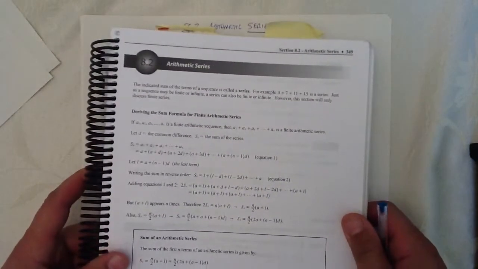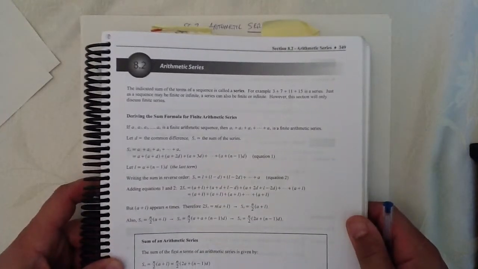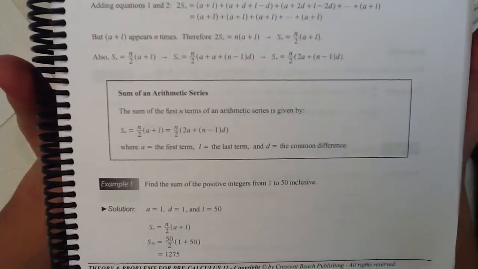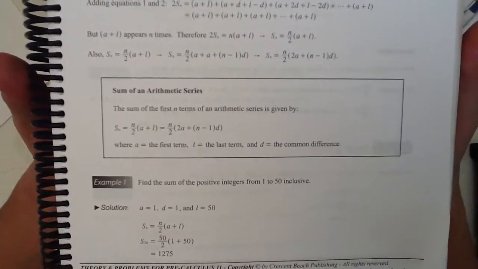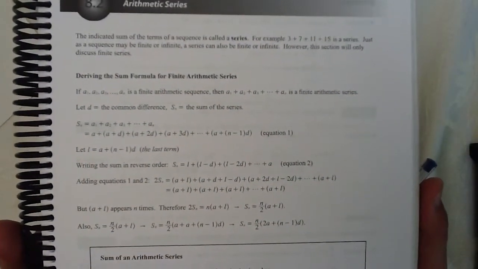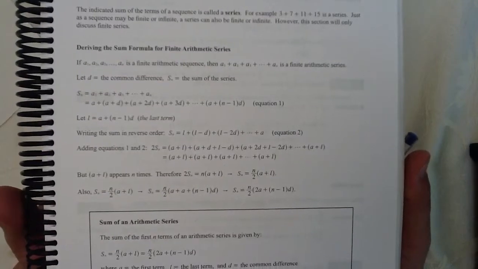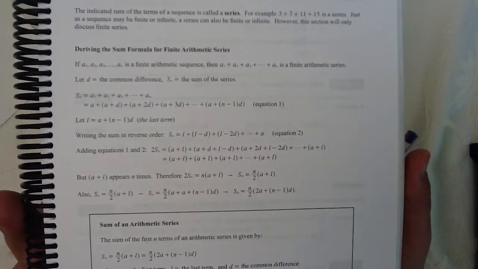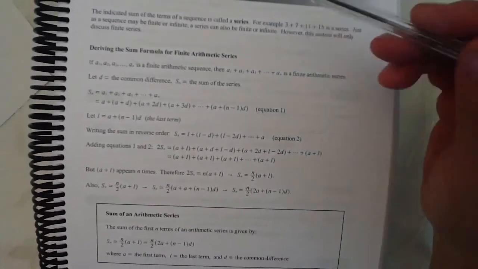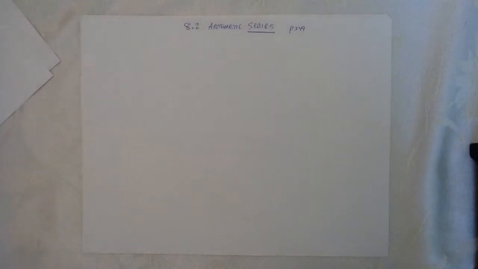Anyways, on page 349 there is an explanation of how to derive the formula for a series, which is the sum of the related sequence, and the formula looks really ugly, and the derivation of the formula looks really ugly too. If you want to follow that logic, you can watch the Khan Academy video, the first video on series and sequence, and Khan will explain how to derive it this way. I'm going to show you a different way to derive it that I think makes a little bit more sense.